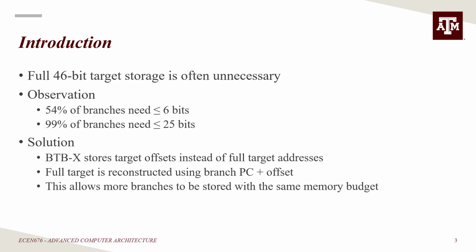A key inefficiency and drawback in the conventional BTB is the storage of the full 46-bit target address for every branch, irrespective of the target location. However, the analysis shows that this is unnecessary for most branches, since almost 54% of the branches require only 6 bits or fewer, and nearly 99% can be represented within 25 bits. This clearly indicates that most branches are short range. Therefore, storing the full target address leads to significant redundancy and wasted storage, which reduces the number of entries that can be stored and increases the miss rates.